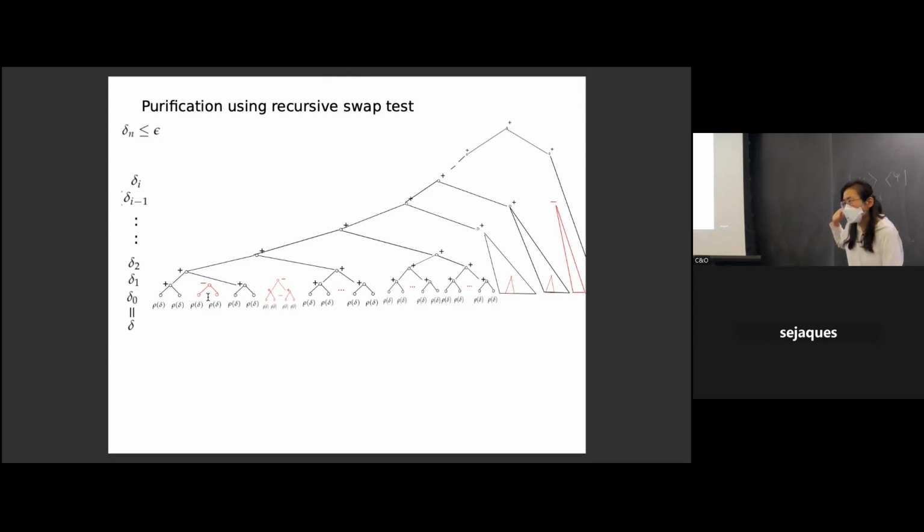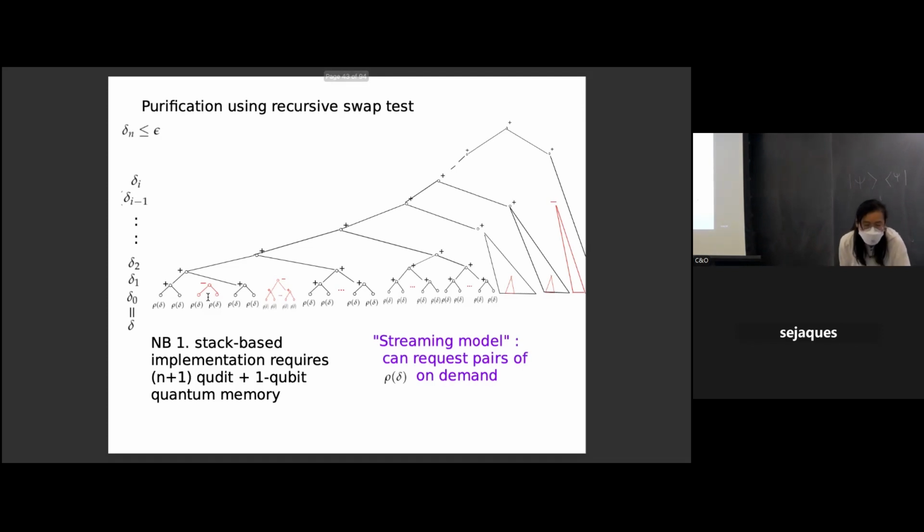This looks ridiculously inefficient. It is very simple. The idea is very simple, and we pay the price by doing a lot more work. But things start to look a little less bad when we count how much memory we actually need. In the stack-based model, it turns out that we only need n plus 1 three-dimensional systems to perform this purification. We call this a streaming model. We assume that you don't need to store all these samples at once. You ask for 2 of them at a time, then you ask for another 2 at a time. You don't store them all, and you only need to store the one that you just asked for.